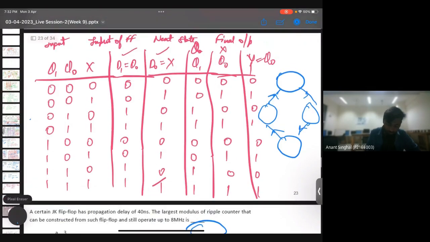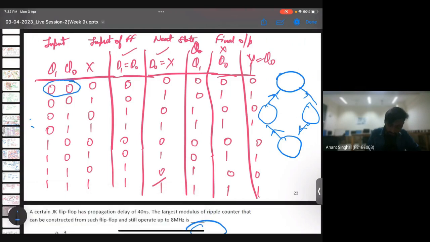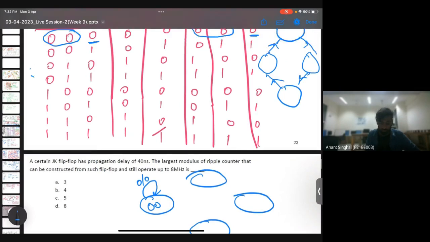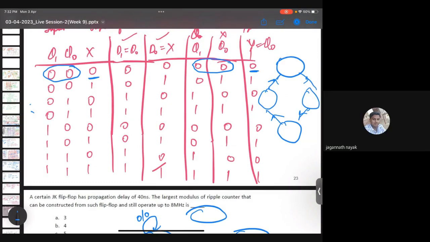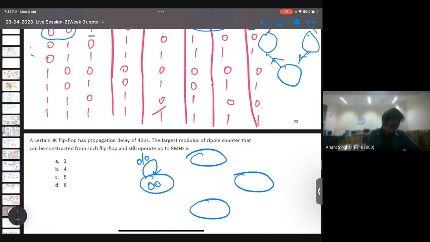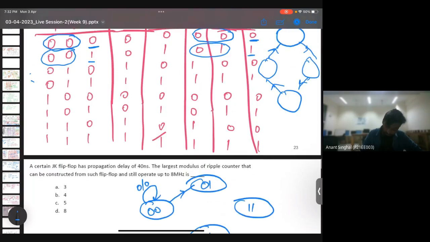So first, the first state is 00, and the next state is also 00, and the input is 0 and the output is 0. So we are getting from 00 back to 00 when the input is 0 and the output is 0. Is this step clear? Then in the next case we are getting 00 to 01. The input is 1 and the output is 1. So this is 01, this is 10, this is 11. So we are getting from 00 to 11, the input is 1 and the output is 1. Is this step clear?